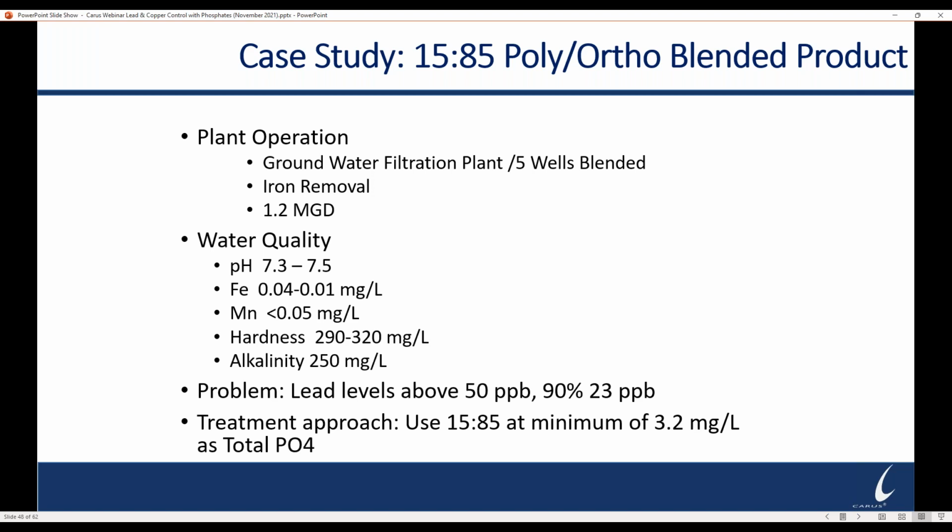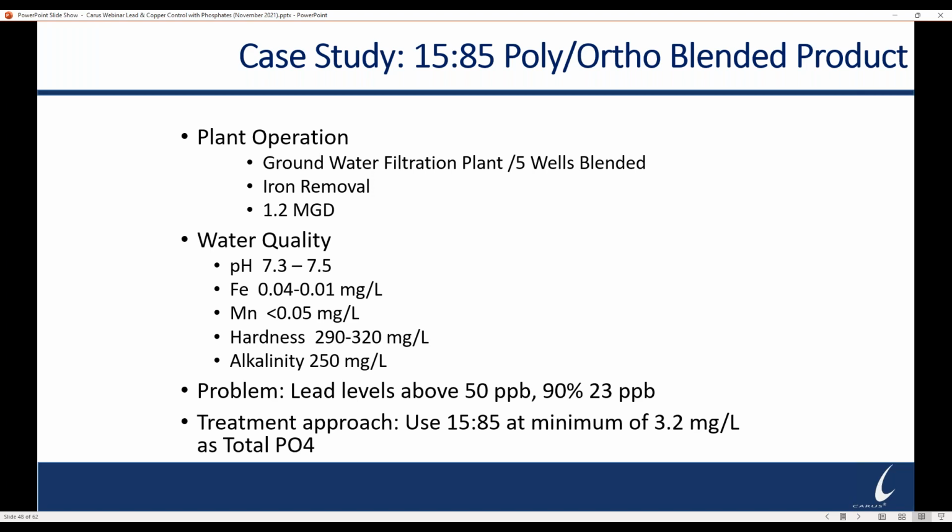A case study here: the plant operation was a groundwater filter plant, with 5 wells blended together. They did have iron removal, 1.2 mgd. Water quality, we were in the mid-7s for pH. Not much iron going out the door, 0.04 to 0.01, so the iron removal was working effectively. But the hardness was really high, depending on which wells were operating, anywhere from 290 to 320 milligrams per liter. And the alkalinity was pretty high at 250.